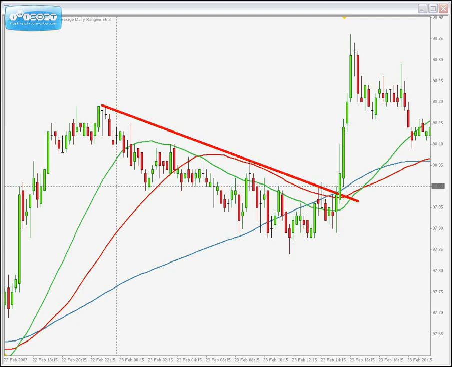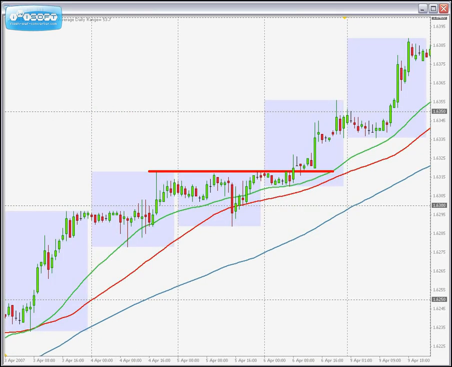Alright, next example is the euro against the CHF in the 1 hour time frame. In this case, I'm going to be showing you how to trade a breakout of one particular level of support and resistance, and more specifically where to place the stop loss. It's basically nothing but a triangle breakout. You see the triangle?